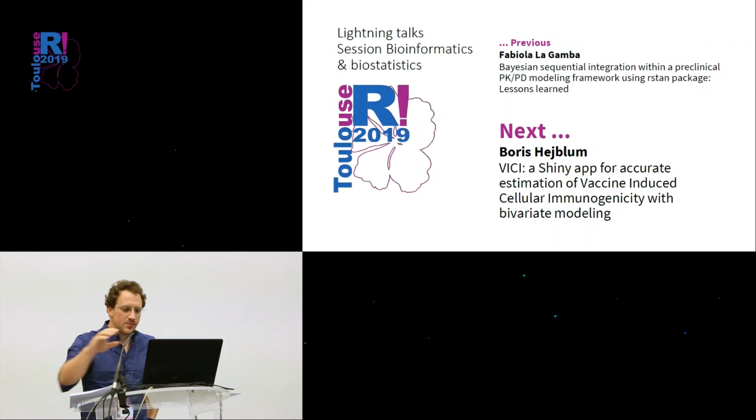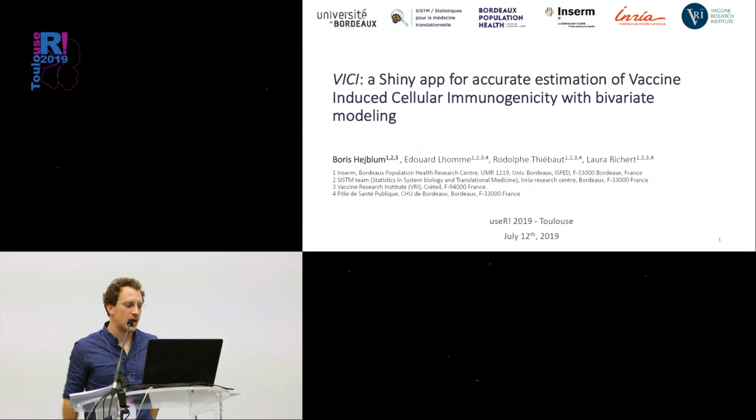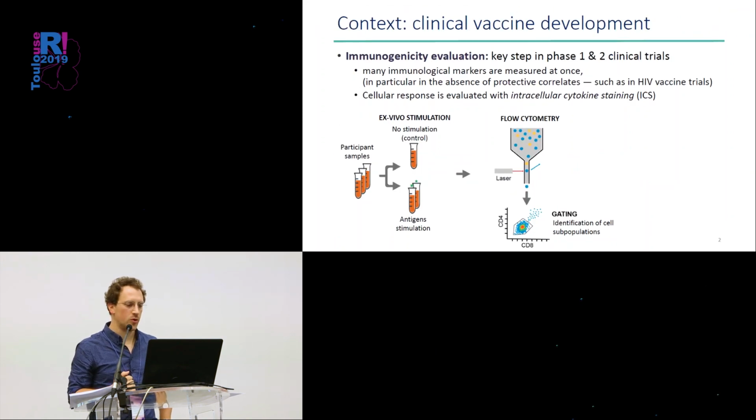So good morning, everybody. I'm Boris Hejblum, and today I'm going to present you our work on Vici, which is a Shiny app for accurate estimation of vaccine-induced cellular immunogenicity with a bivariate modeling. And this is joint work with Edouard Lhomme, Rodolphe Thiebaud, and Laura Richert, who are all part of our research team at the University of Bordeaux.